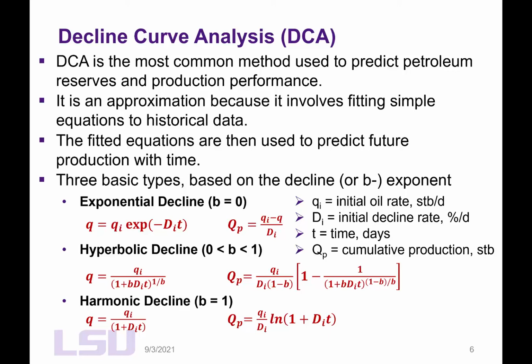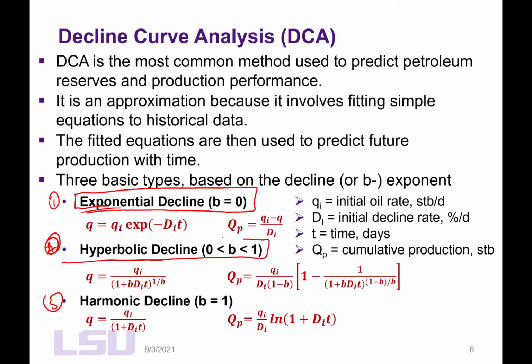The three most basic decline curve models are listed here. The first, which is the simplest, is the exponential model. Even though it is the simplest, it's still the most commonly used because it is conservative. So you can get conservative estimates and hope your actual production performance will be better than what you get from this exponential model. The hyperbolic decline model is more generic.